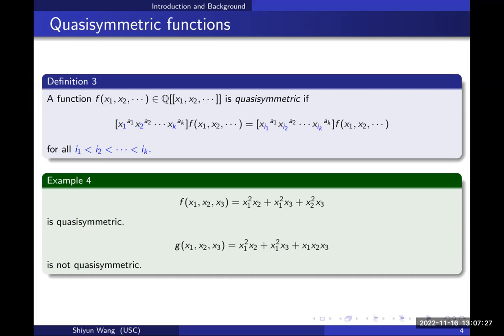So here is a very simple example. Say we only have 3 variables. Then F is quasisymmetric because you can replace x1 squared x2 with subscripts 1 3 or 2 3, and they have the same shape of powers. But the G here is not quasisymmetric because we're missing x2 squared x3. So that's a quasisymmetric function.